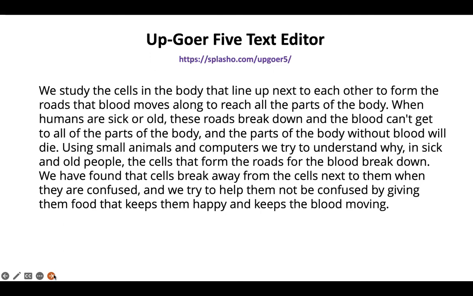Another fun experience, if you really want to hone your ability to speak to any audience, is to challenge yourself to summarize your research project using the UpGoer Five text editor, which is a website that will enable you to use only the top 1,000 words used in the English language to describe your research, as I have done here for my research. You can see it's quite entertaining.